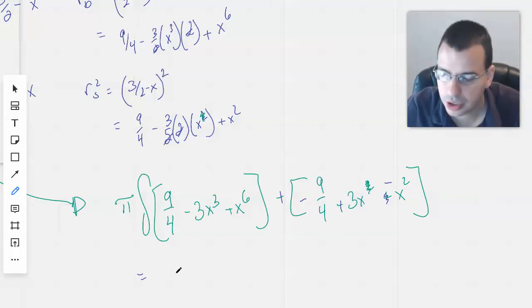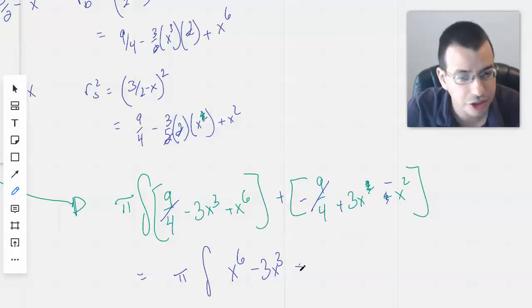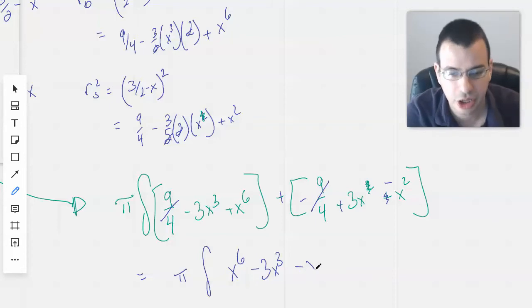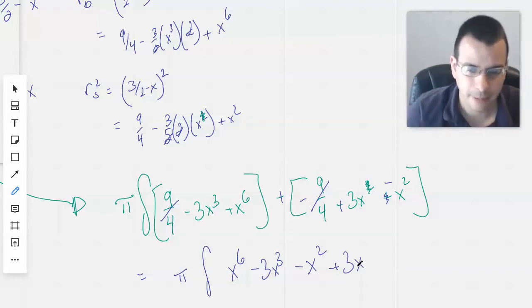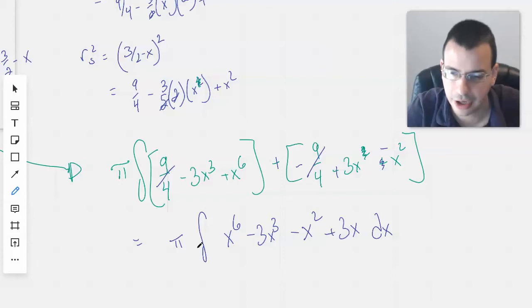And we are left with pi. Let's see, the 9/4 go away. And we're left with x to the 6th minus 3x cubed minus x squared plus 3x. I just like to keep going from highest to lowest power. Helps keep things straight.